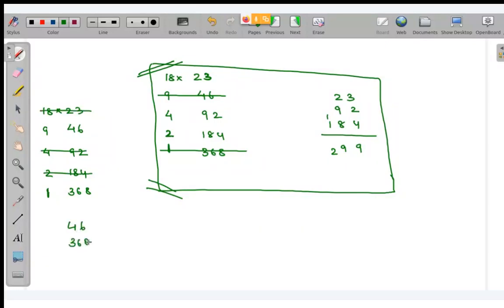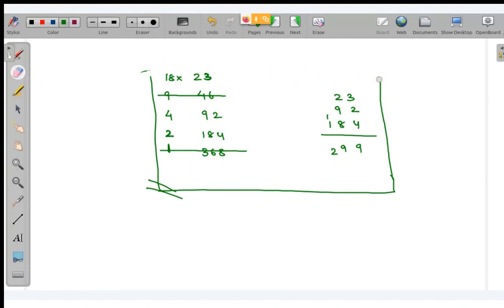46 and 368. So yes, 404 means that was the answer. Sorry, let me explain. Wait a second. Yes, I made a mistake. Rather than cancelling the odd numbers, you need to cancel the even numbers. So sorry.